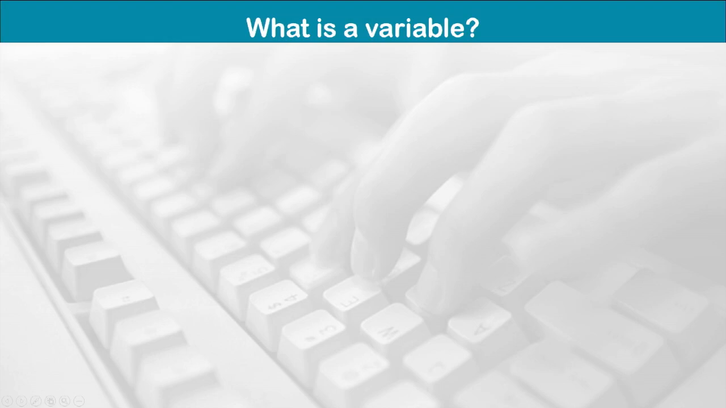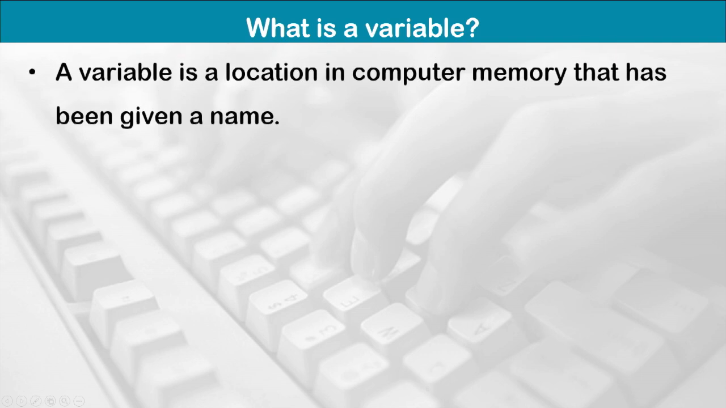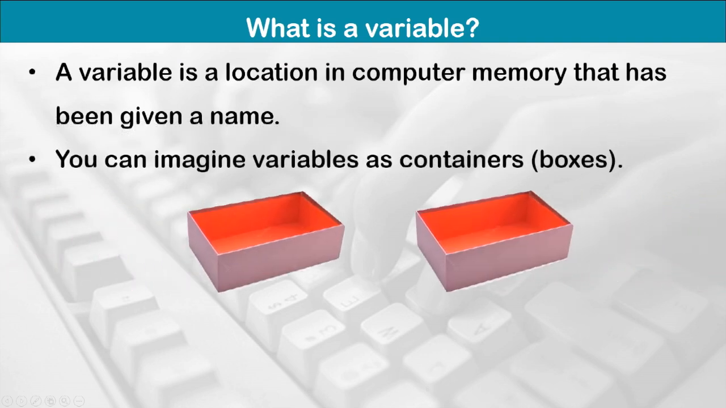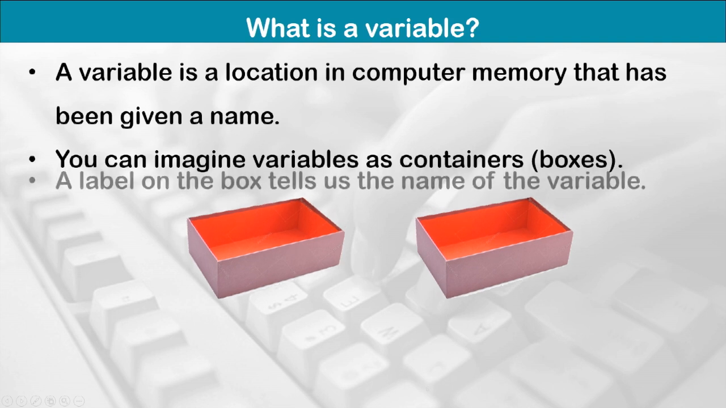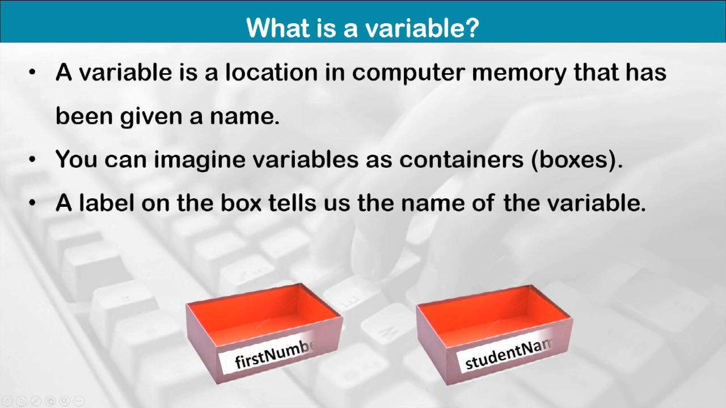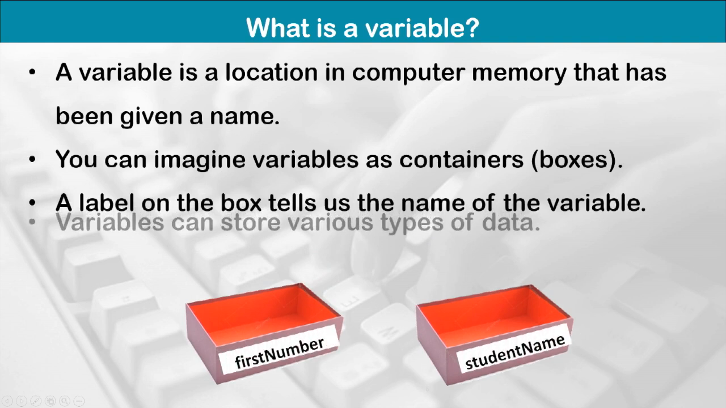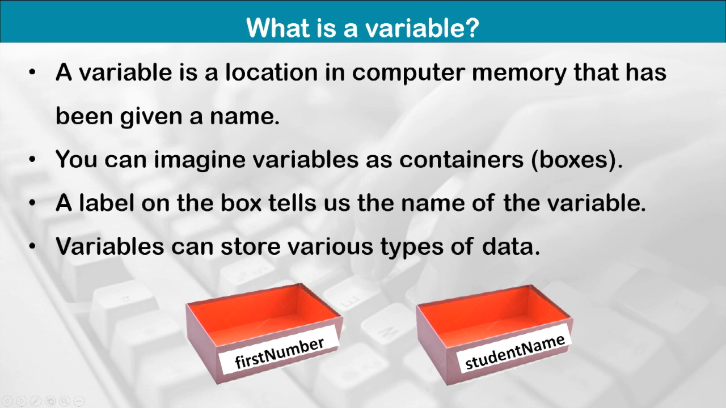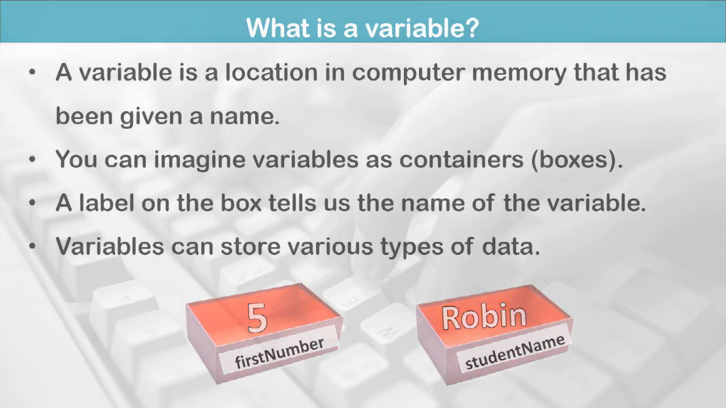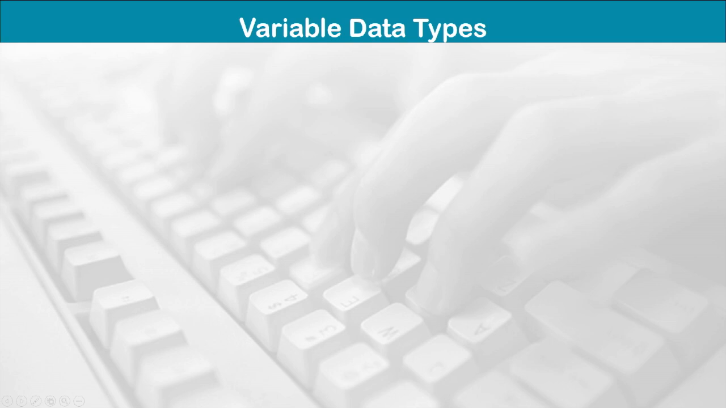What is a variable? A variable is a location in computer memory that has been given a name. You can imagine variables as containers or boxes. A label on the box tells us the name of the variable. Variables can store various types of data, such as numeric data or text data. Variables can store data of different types.